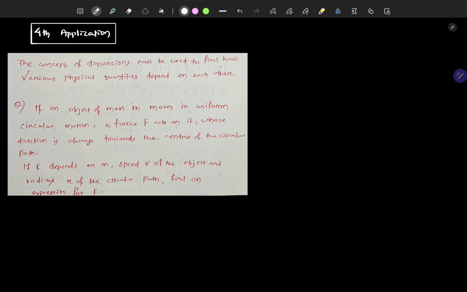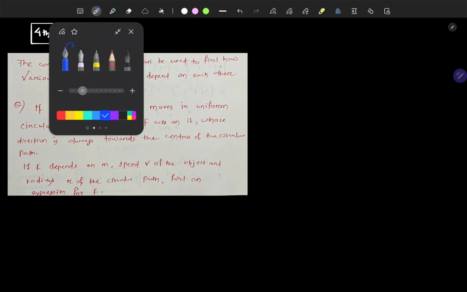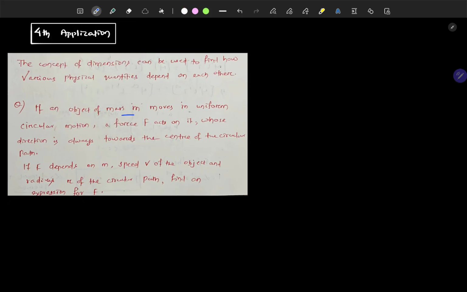So what is the question? If an object of mass m moves in uniform circular motion, a force F acts on it, whose direction is always towards the center of the circular path. That force F depends upon three things: mass m, speed v of the object, and radius r of the circular path. Then find the expression of force. If force depends upon all these three quantities, you have to find the expression of force.